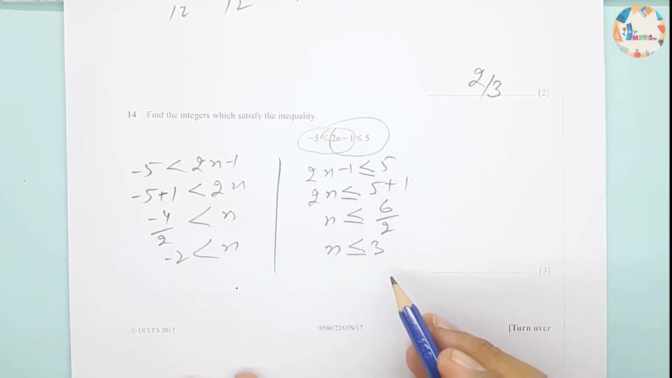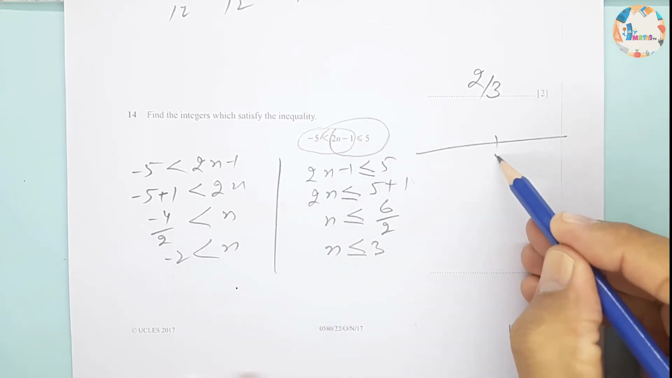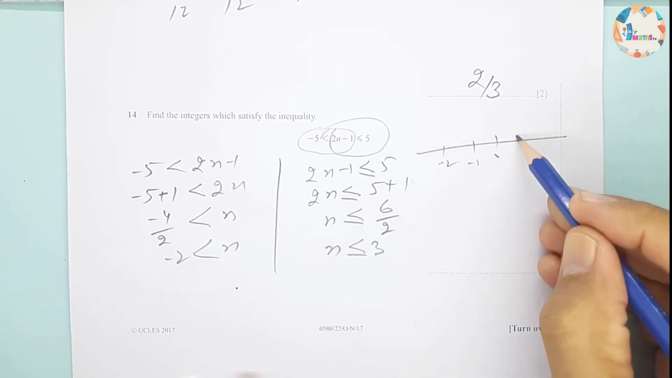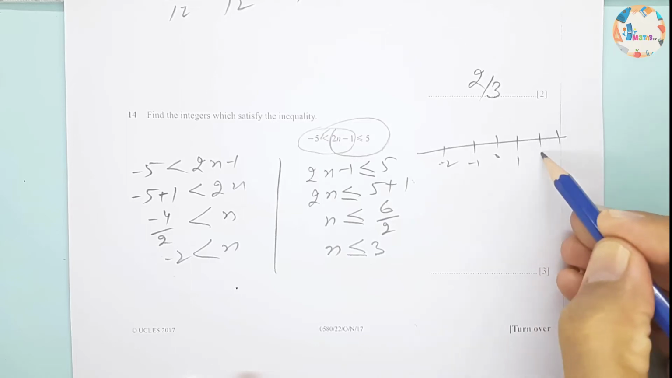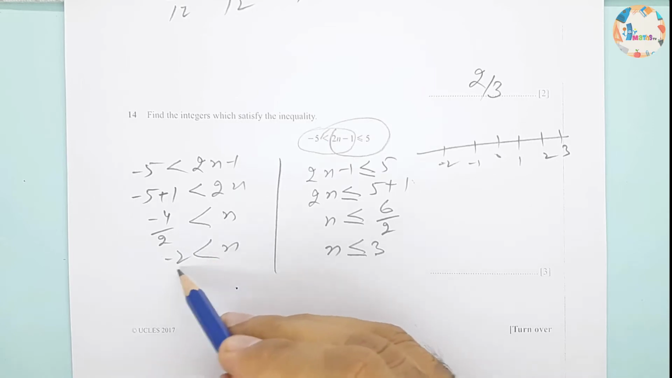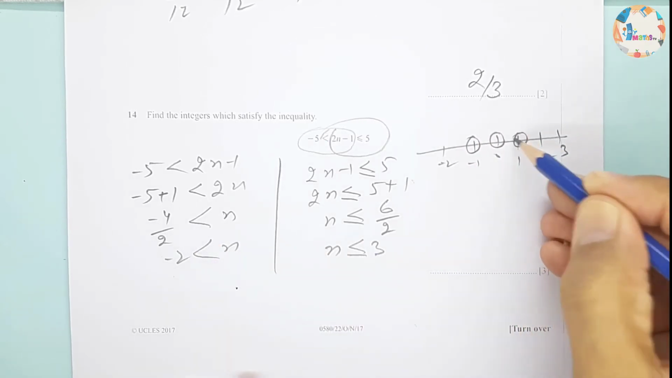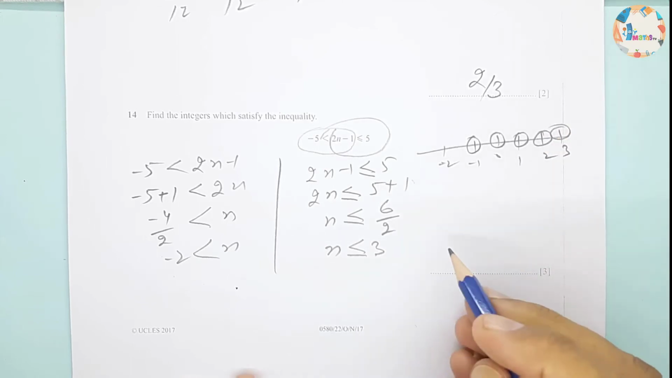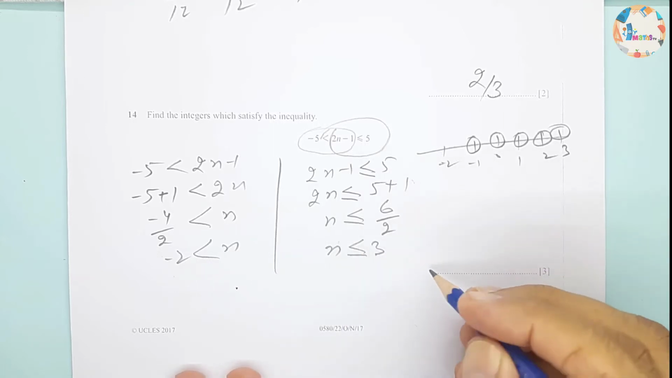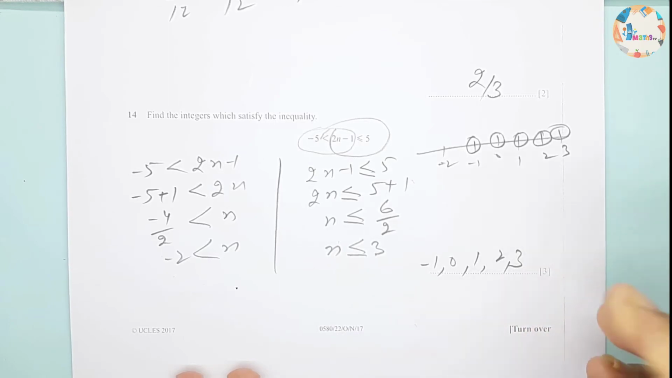So in between minus 2 and 3, if we check the number line, this is 0, so minus 1, minus 2 is this one, 1 is this, 2 is this, 3 is this. So minus 2 is not included. These will be the numbers minus 1, 0, 1, 2 and 3. Because 3 is included, since n is less than or equal to also. So our answer will be minus 1, 0, 1, 2 and 3.